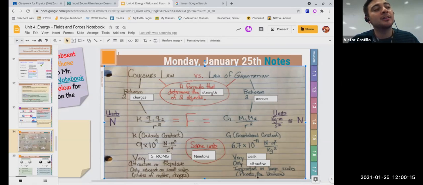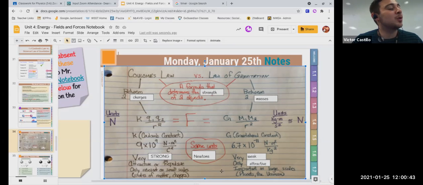And they're very weak. They're important on large scales like planets, the universe, black holes, satellites, the moon and the earth. All that good stuff has to do with the law of gravitation, which is crazy because it deals with very big objects, yet it's the weakest of the forces. And Coulomb's law deals with very, very small scales like atoms and particles, yet it's the strongest force out there. Isn't that correct, Craig? That's not correct.